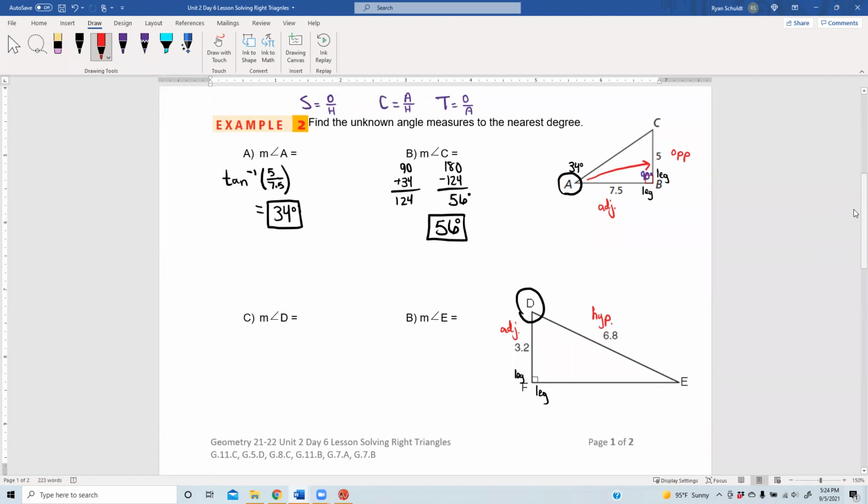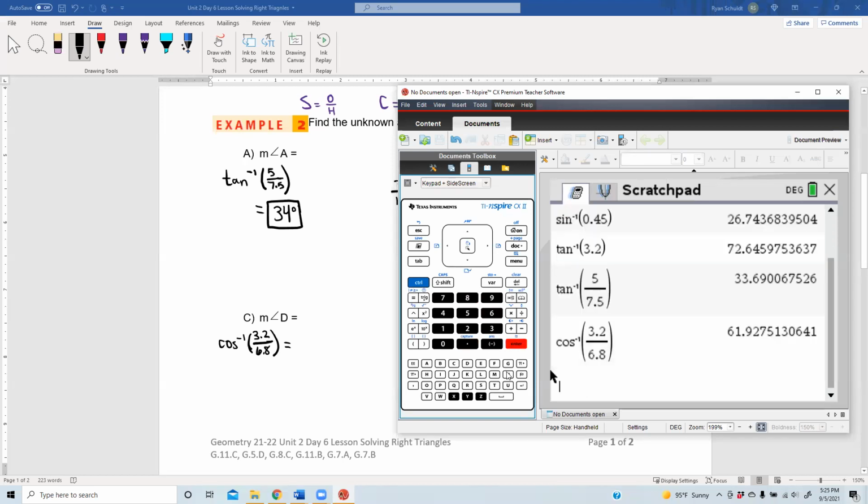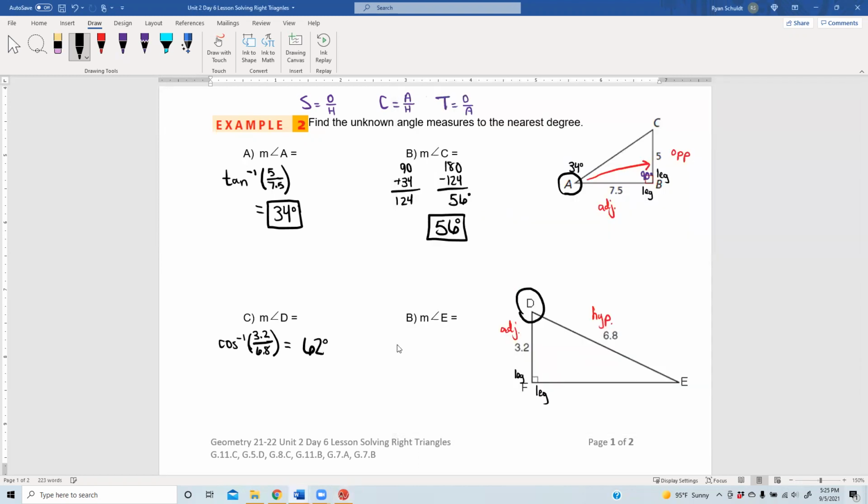So which one uses adjacent and hypotenuse? That would be cosine. So we're going to do the cosine inverse of 3.2 over 6.8. So cosine inverse of 3.2 divided by 6.8 gives 61.9 degrees, or 62 degrees to the nearest degree. This is going to be 62 degrees.